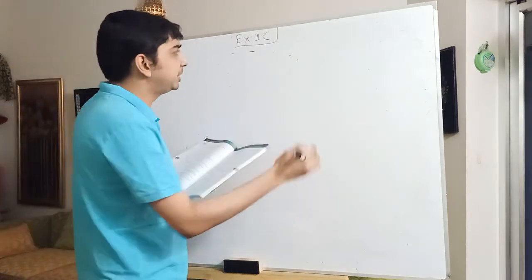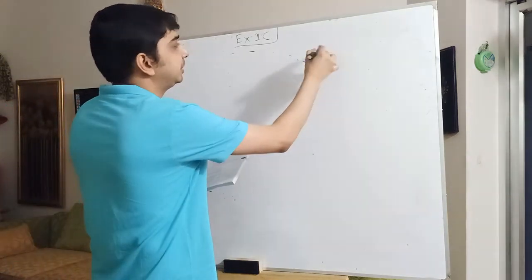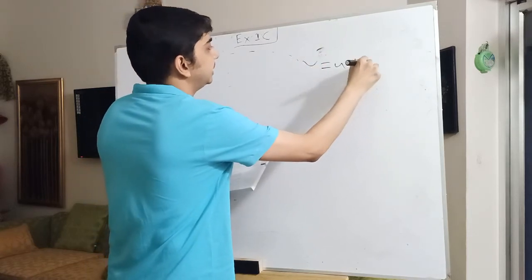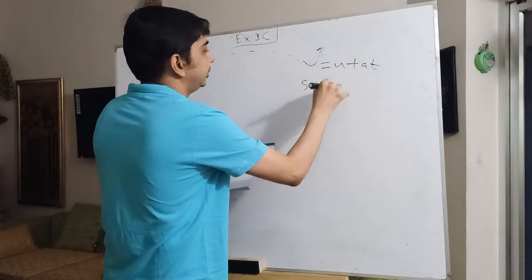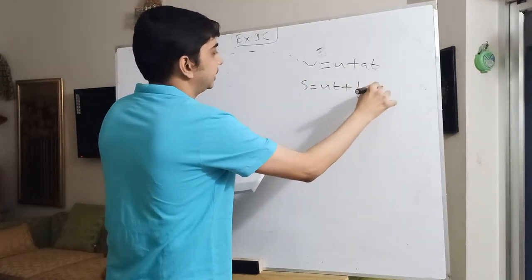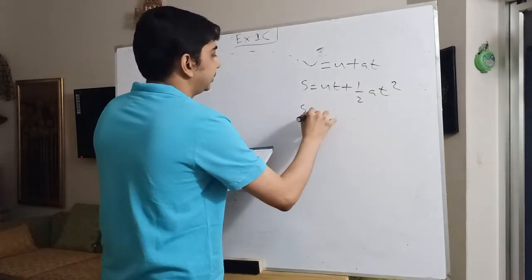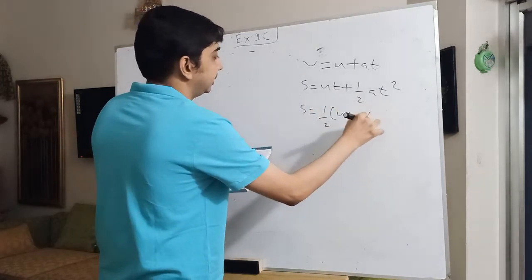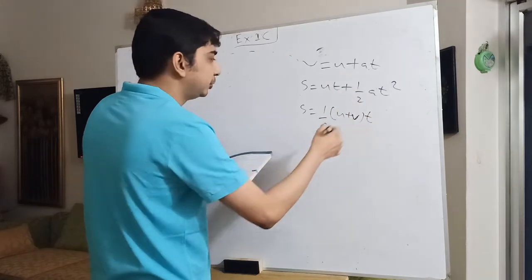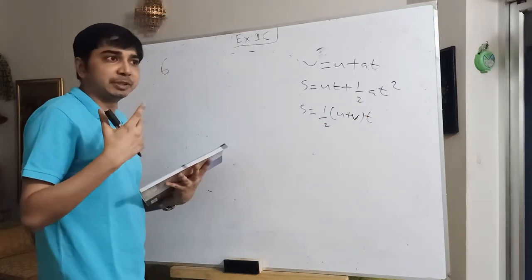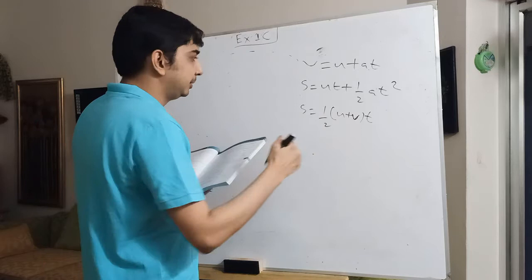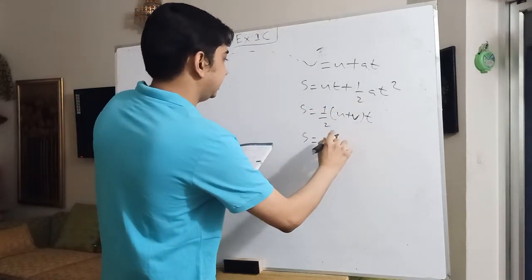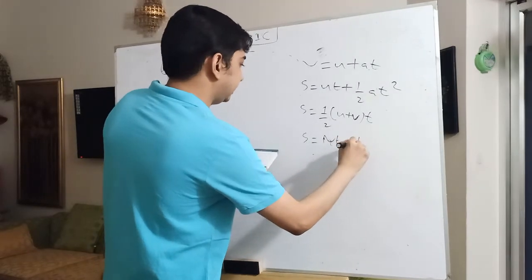It's better, in the initial stage, to write down the formulas. v equals u plus at. s is equal to ut plus half at square. s is equal to half u plus v into t. Gradually these formulas should not only be memorized, you have to internalize them. And s is equal to vt minus half at square.